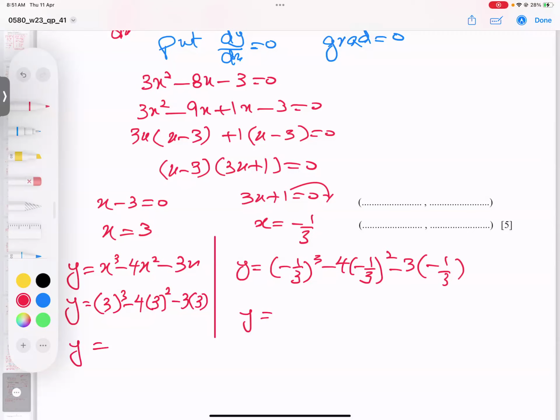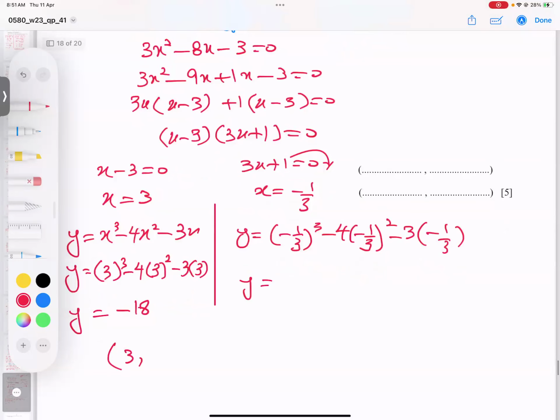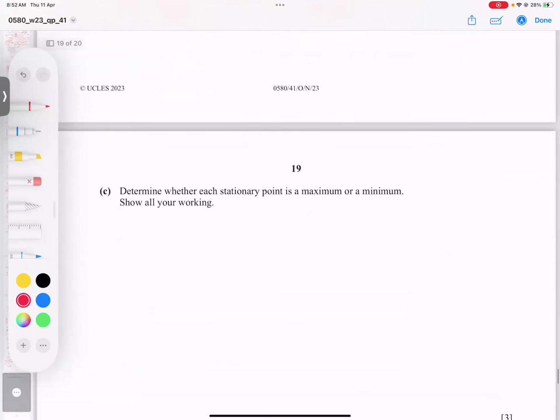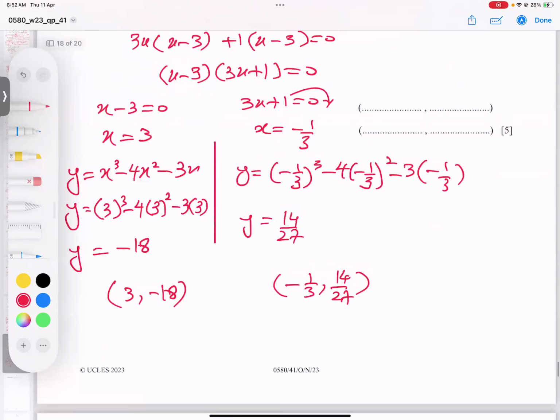So against 3, I'm getting negative 18. It means I got coordinate 3, comma, negative 18. And a second coordinate against negative 1 over 3, when I check in calculator, this is coming 14 over 27. Okay, so Alhamdulillah Rabbil Alameen, I got two coordinates, and now he's asking further what? So here write 3, here negative 18, here negative 1 over 3, here 14 over 27.